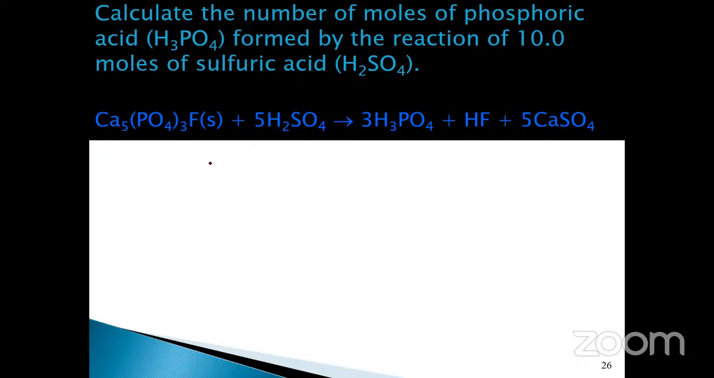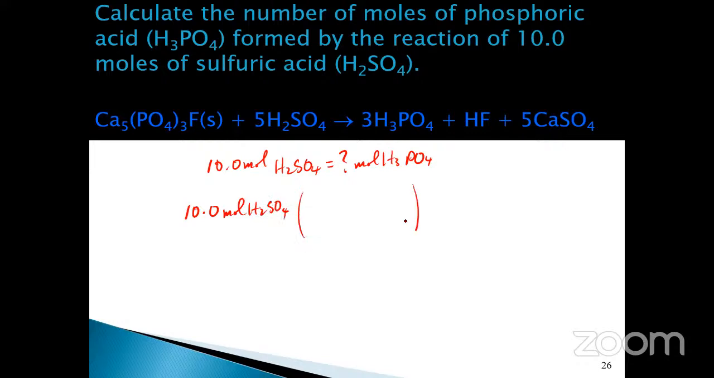So basically, you're given 10.0 moles of H2SO4, and you're asked to determine the equivalent moles of H3PO4. All right? So first thing we will do is start off with the 10.0 moles of H2SO4. And then you're going to multiply by the corresponding conversion factor, which relates the coefficients of sulfuric acid and phosphoric acid to each other. So based on the balanced equation, for every 3 moles of phosphoric acid produced, 5 moles of sulfuric acid will react.